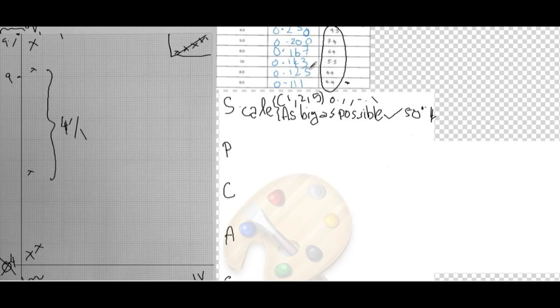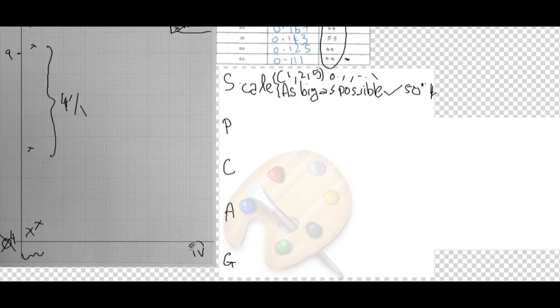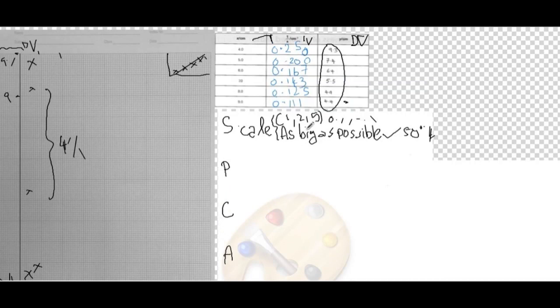So you do the same for your independent variable, which is supposed to go on your x-axis, and you will get a good scale. Just remember that every increment must be 1, 2, or 5. So that's the most important thing that you need to take note of.